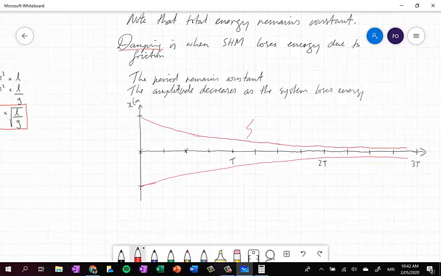So we call this line here the exponential envelope, and the amplitude is going to decrease exponentially. So what we can do is draw our points as we would, but now the amplitude is getting smaller and smaller in accordance with this exponential envelope. Okay, so we then have our normal displacement time graph, but with a decreasing amplitude.